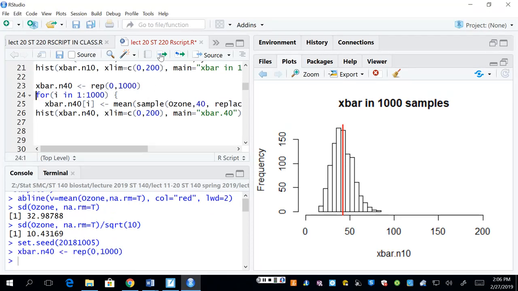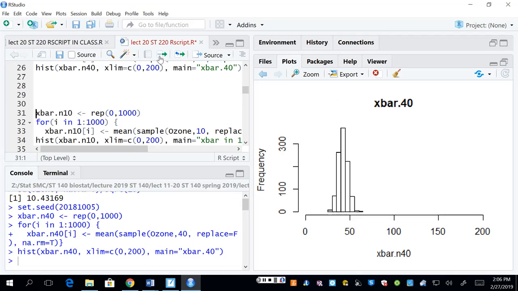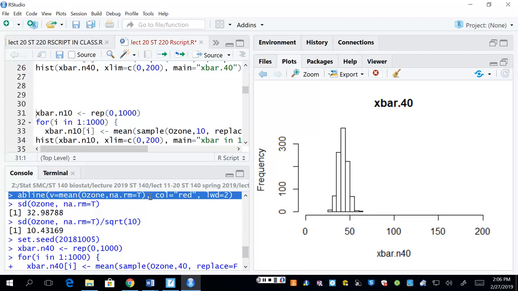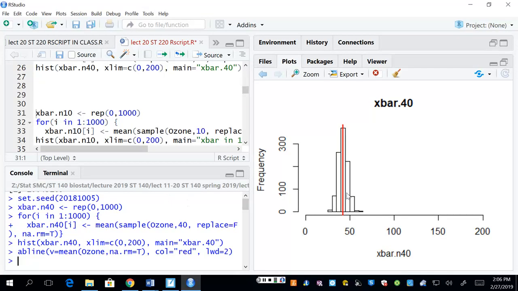So that's changing the code. So set it up. Now I go through this loop. Take 1,000 samples of size 40, 1,000 different samples, and there's the histogram. And this abline. There it is. There's the red line. So it's still right in the middle, but because it's based on 40 instead of 10, the standard error is much smaller.